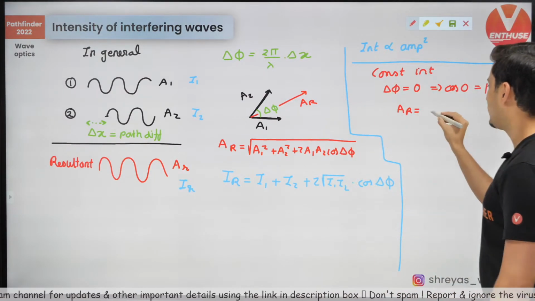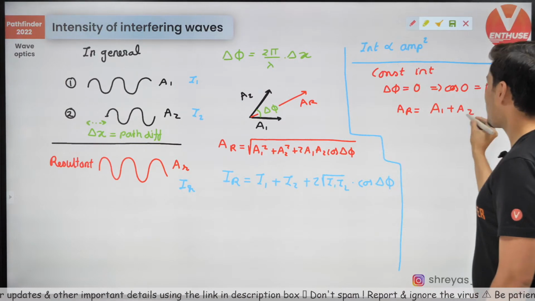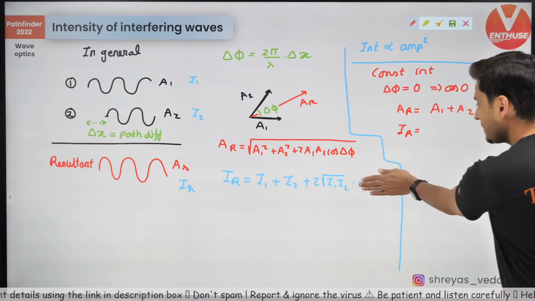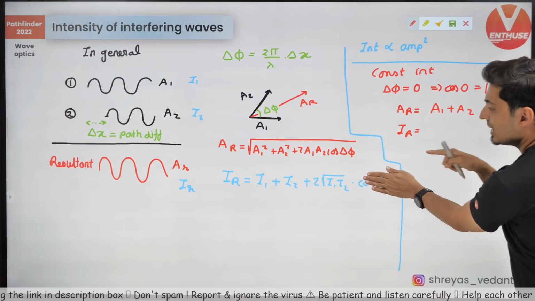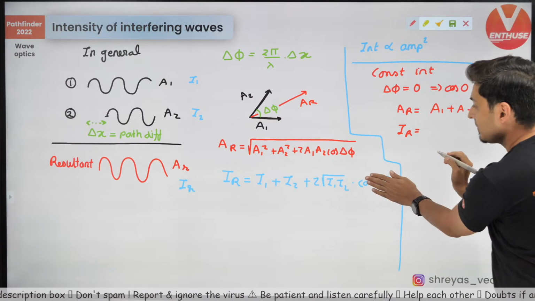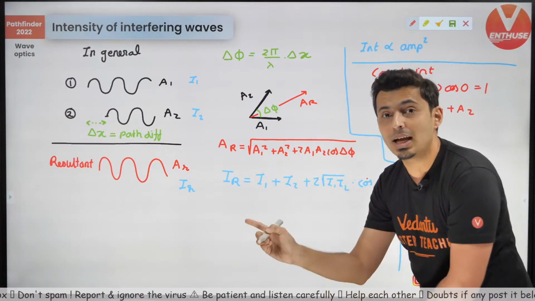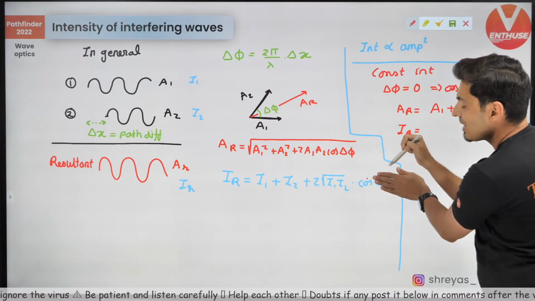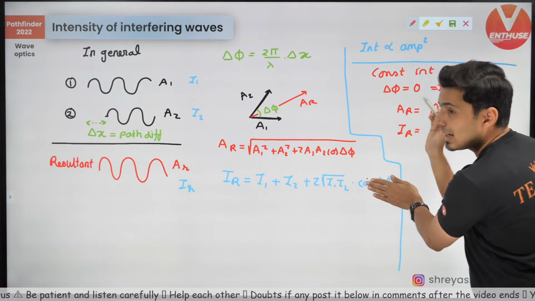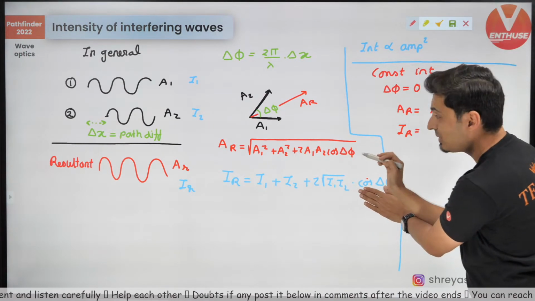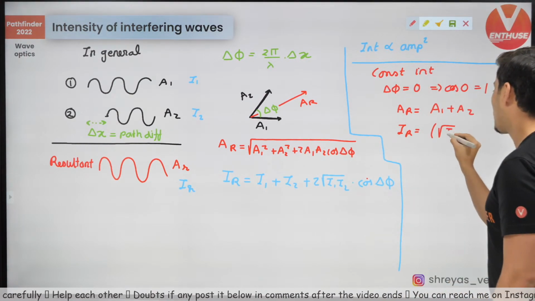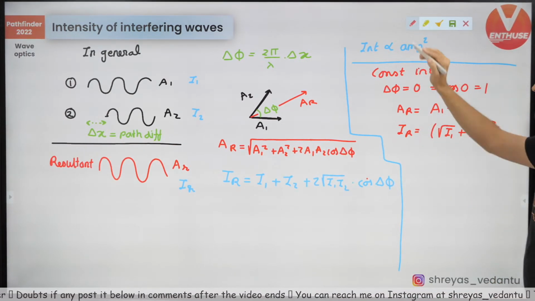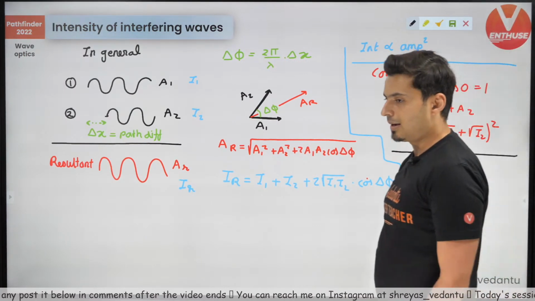So when you take the root of it, it will just be A1 plus A2, and guess what this will become? This resultant intensity will become, because cos phi has become 1, root I1 plus root I2 whole square. Just observe this, root I1 plus root I2 whole square. Just think about it. A plus b whole square is a square plus b square plus 2ab cos theta. So this is nothing but root I1 plus root I2 whole square. Helpful many times. Very, very helpful.